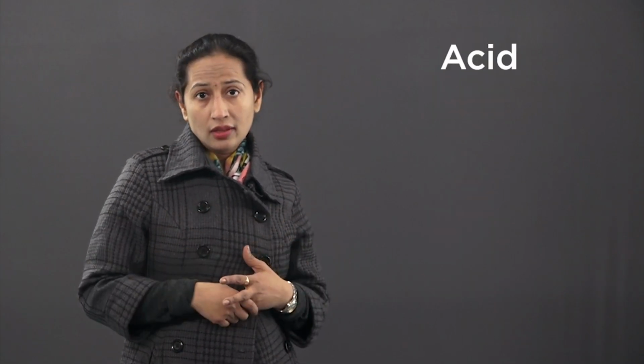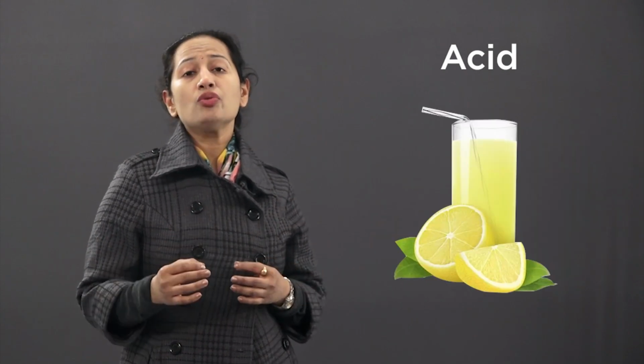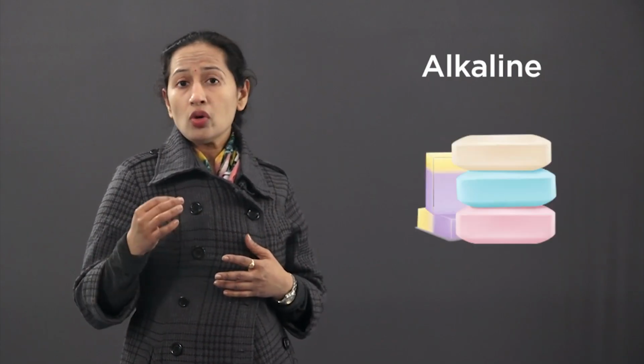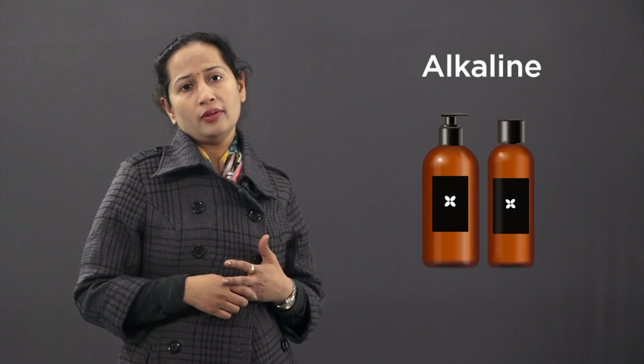Examples of acid: stomach acid, lemon juice, vinegar are the examples. Let's see the example of alkaline. Hair color, soap solution, hair straightener. Scale at the center, that is 7, which is neither alkaline nor acidic. It is a neutral base.